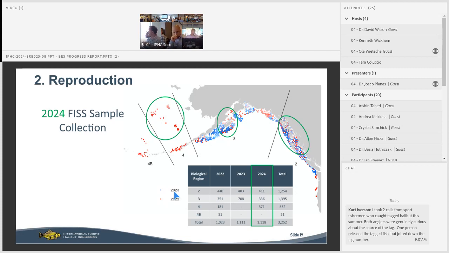So we're hoping to incorporate this information to hopefully be used in the full assessment for next year, 2025.